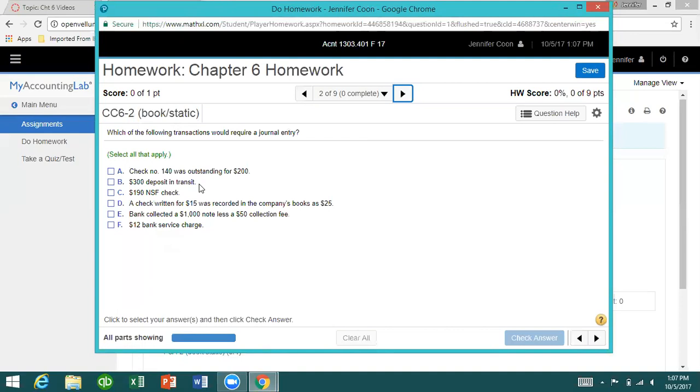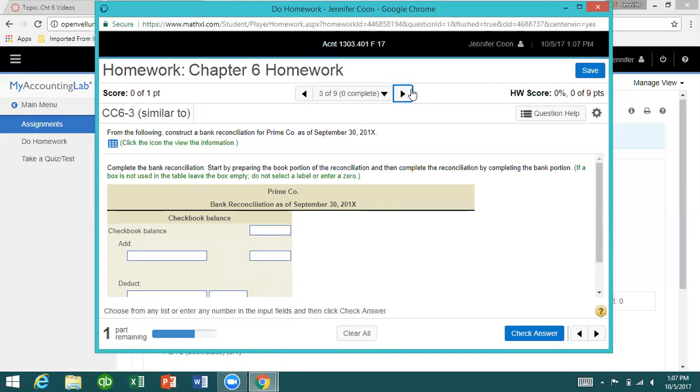When we have an NSF check, then we had already recorded that our customer paid us off, or we received the money from our customer, but in actuality we didn't get the money, so we need to put it back on the books to show that that customer still owes us the money. So the outstanding checks and the deposits in transit, we already have those in our books. Those are adjustments to the bank side, so they would not require a journal entry.